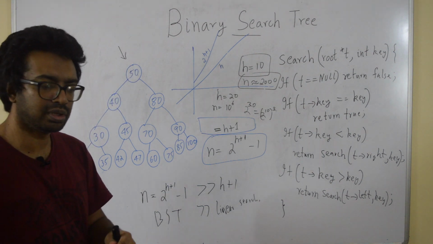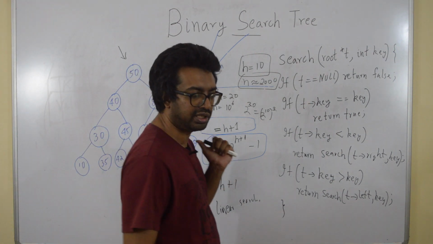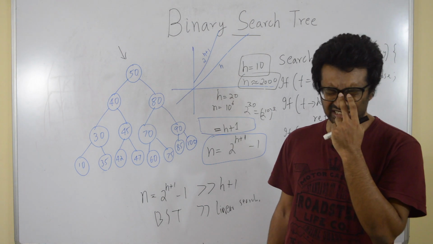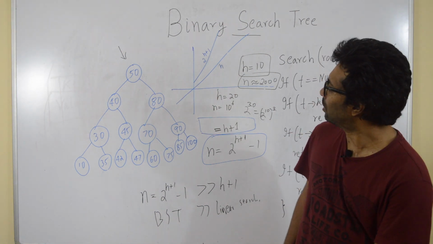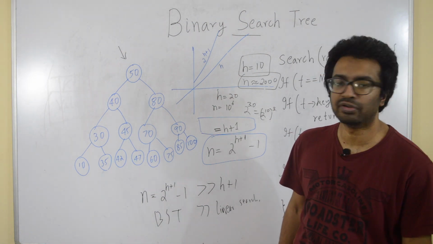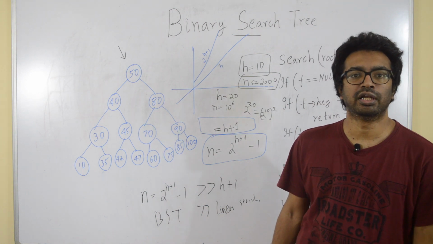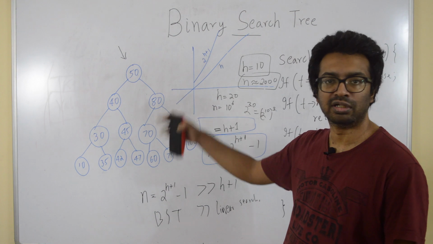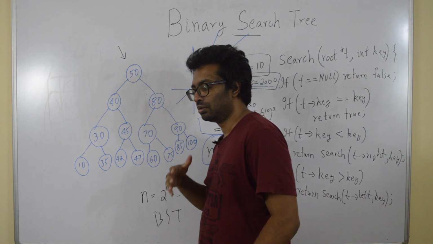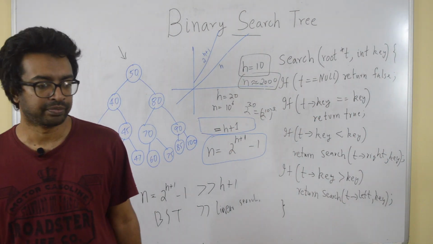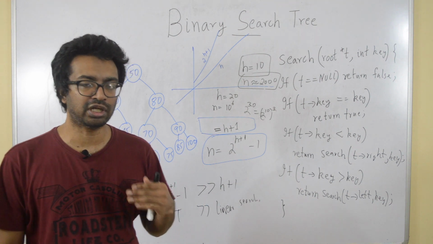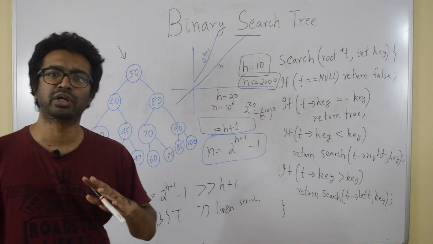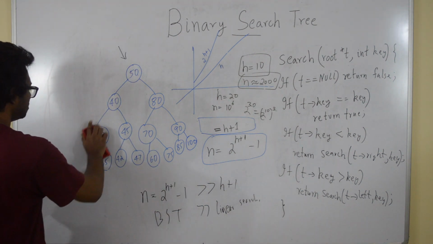So this is kind of the best case binary search tree, where it's a complete binary search tree, and therefore the number of searches you need to do is log of the number of nodes in this tree. Now I'm going to look at the worst case scenario.